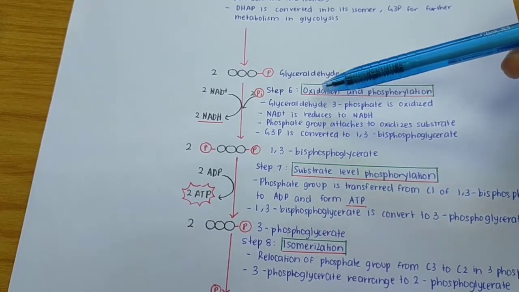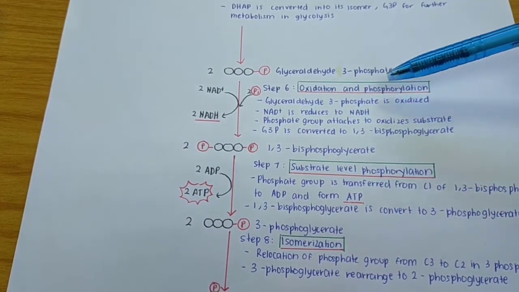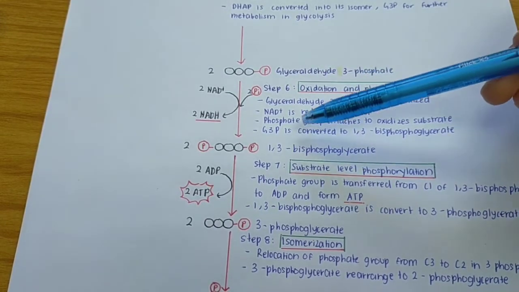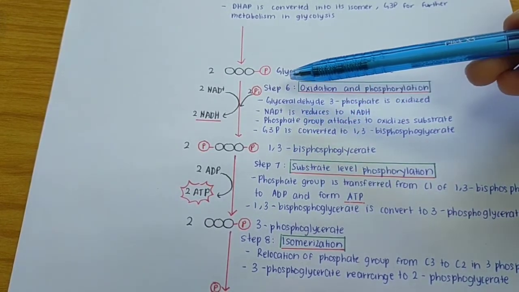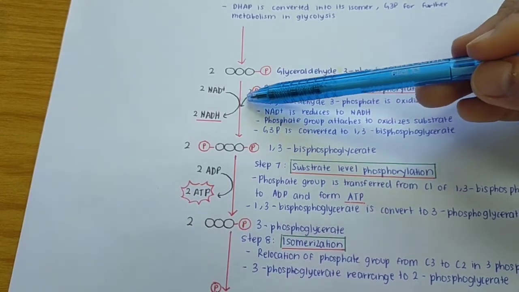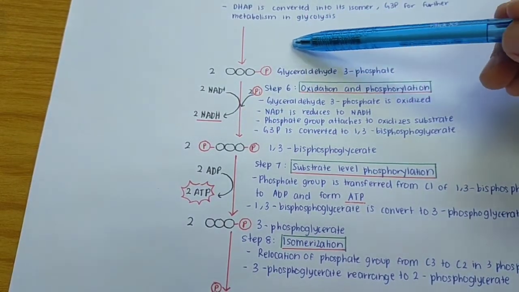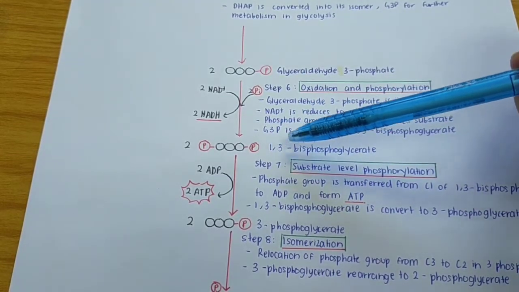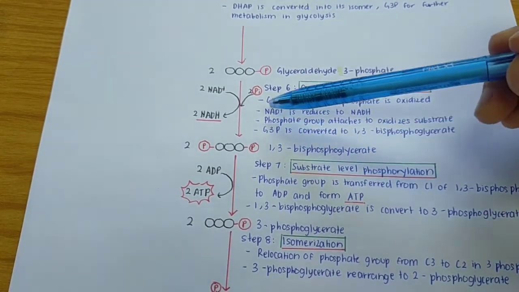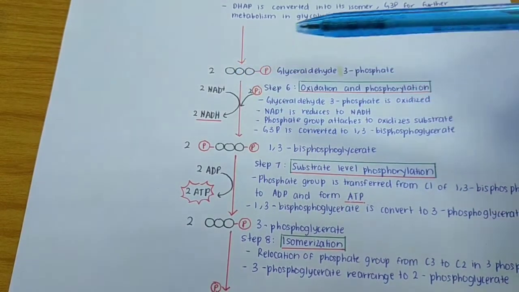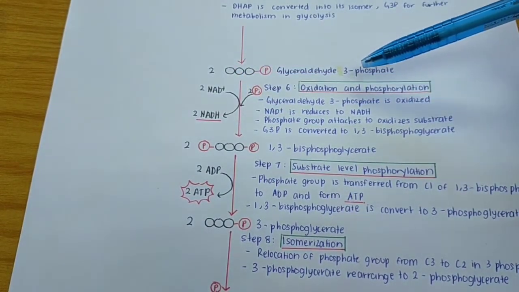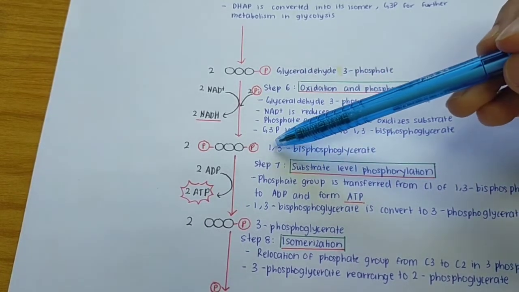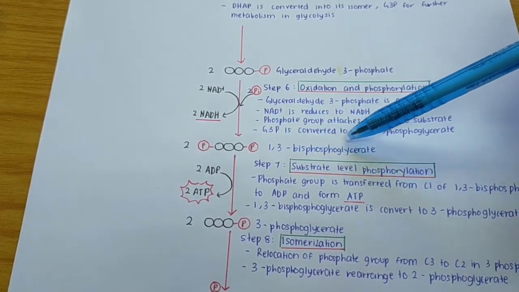Okay, besides oxidation, this step will also involve phosphorylation. So what happened in this step? A phosphate group will attach to the oxidized substrate. This is the inorganic phosphate. So what happened to the glyceraldehyde 3 phosphate? It is converted to become 1,3-bisphosphoglycerate. Because of what? This phosphate will attach at carbon number 1 of glyceraldehyde 3 phosphate. So that's why glyceraldehyde 3 phosphate will convert to become 1,3-bisphosphoglycerate.